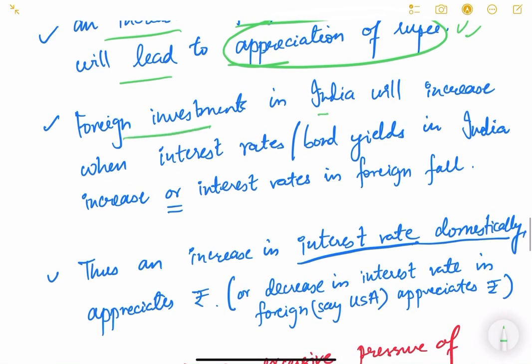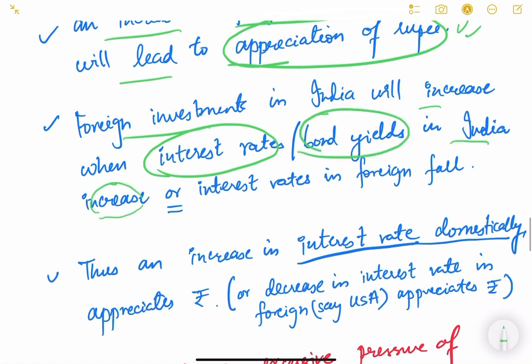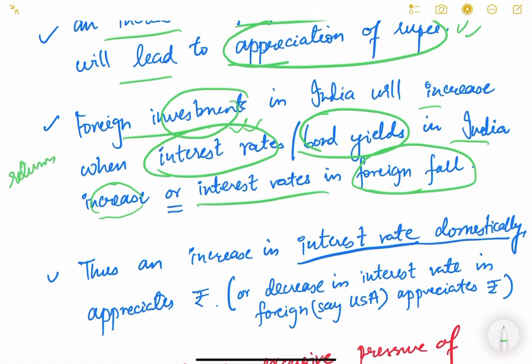Foreign investment in India will increase when interest rates or bond yields in India increase or interest rates in foreign countries fall. So when will the foreign investment increase in India? Obviously when our Indian interest rates are more, when they will get more returns on their investment. When the yields are high, returns are high, interest rates are high, obviously at that time only they will invest. Or the interest rates in their country fall.